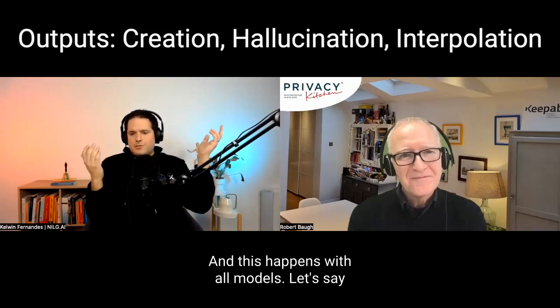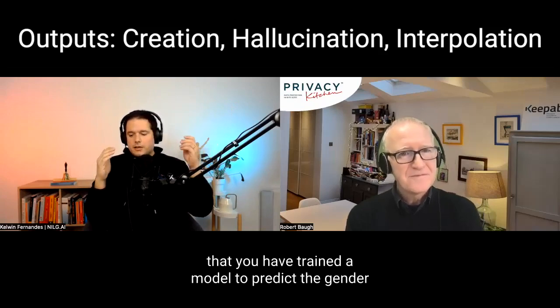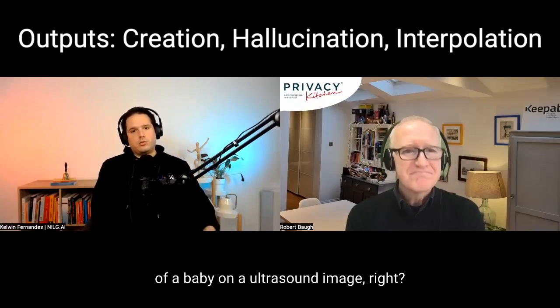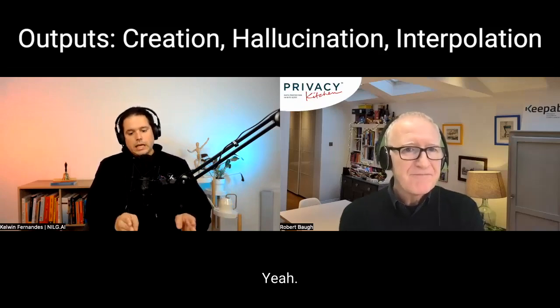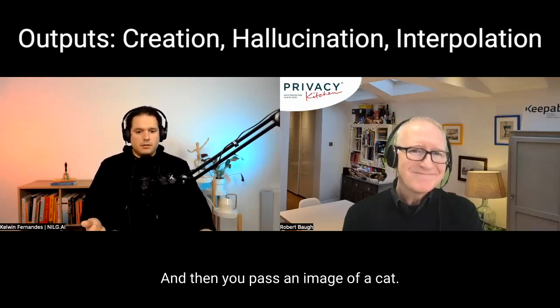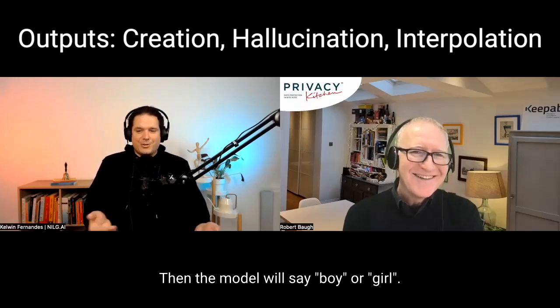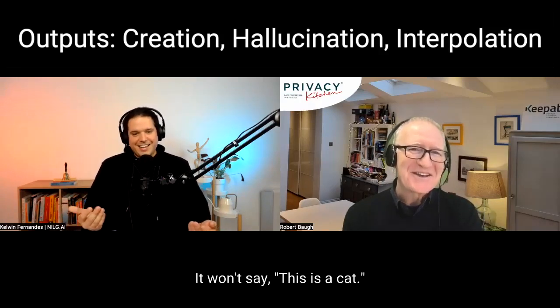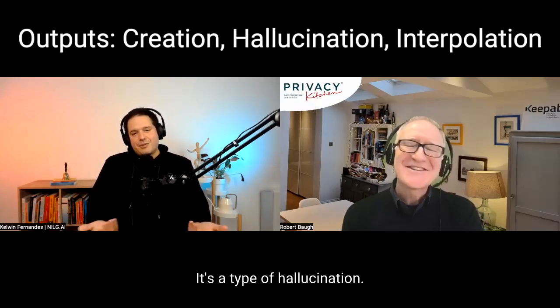Let's take an example, and this happens with all models. Say you have trained a model to predict the gender of a baby on an ultrasound image. Then you pass it an image of a cat. The model will say boy or girl. It won't say this is a cat. It's a form of hallucination.